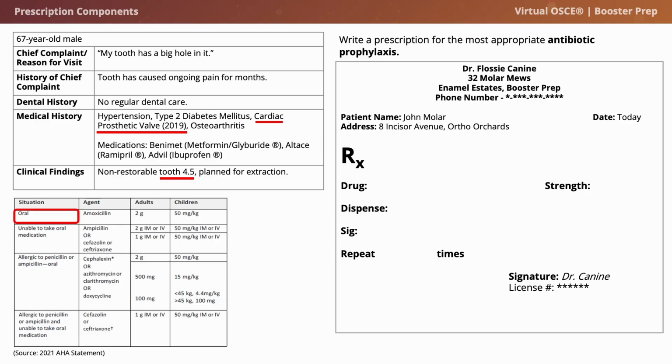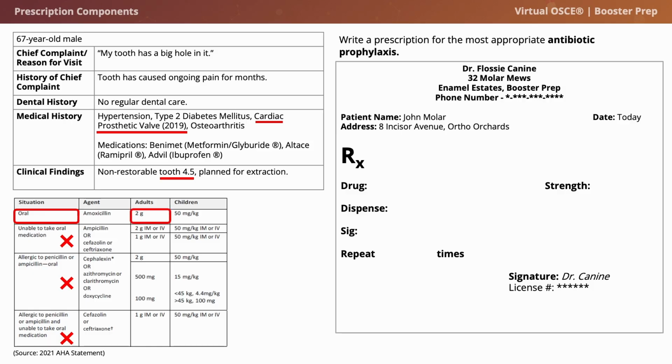And so because we are not told that this patient cannot take any oral medication, we're going to go with the default. So this is the default antibiotic prophylaxis we're giving. So he's not unable to take oral medication, he's not allergic to penicillin, or it's not specified. And this last scenario is not accurate either. So oral medication, the default is going to be amoxicillin 2 grams.